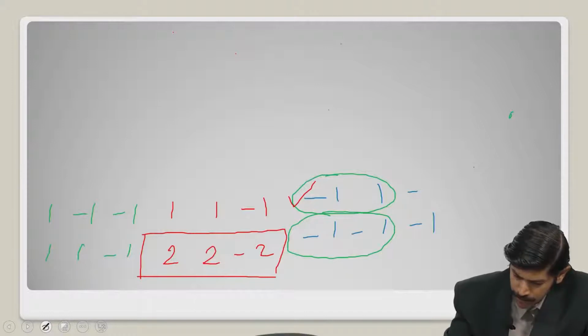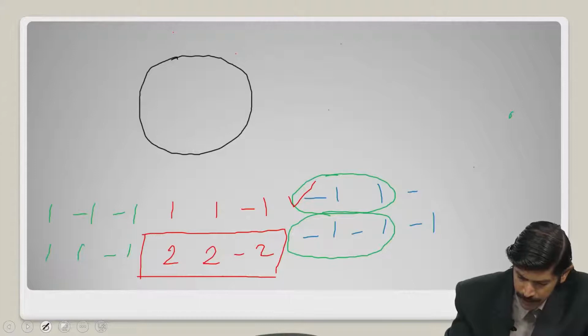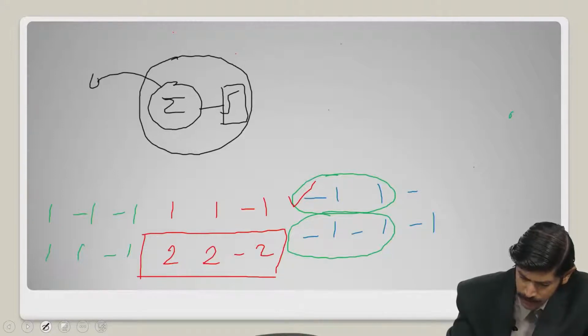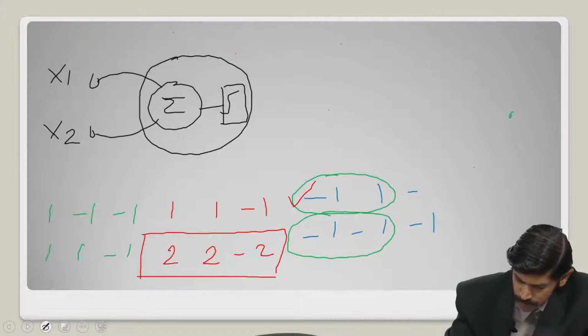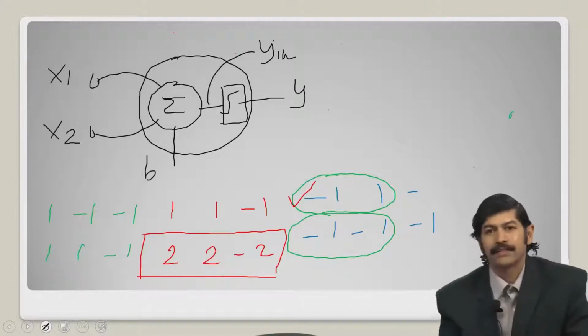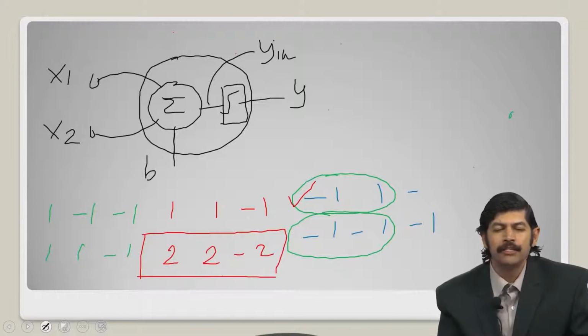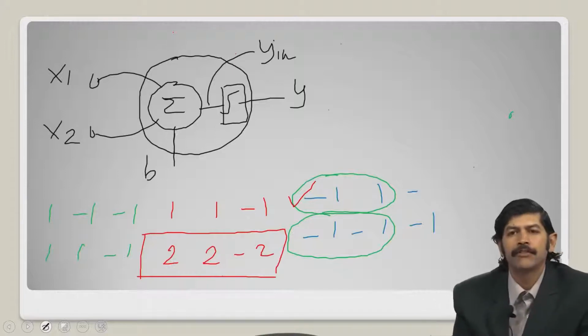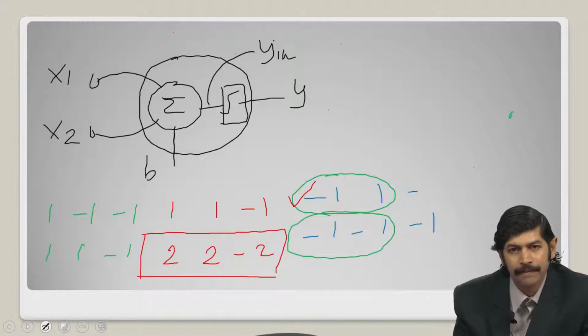if I want to build a system like this, wherein this is my adder and this is my thresholded activation function, and this is my input x1, this is my input, another input x2, this is my output y, this is my intermediate output y of n, and then I have this term what is known to us as bias. Now let us once again introduce and bring out this very interesting concept of bias.